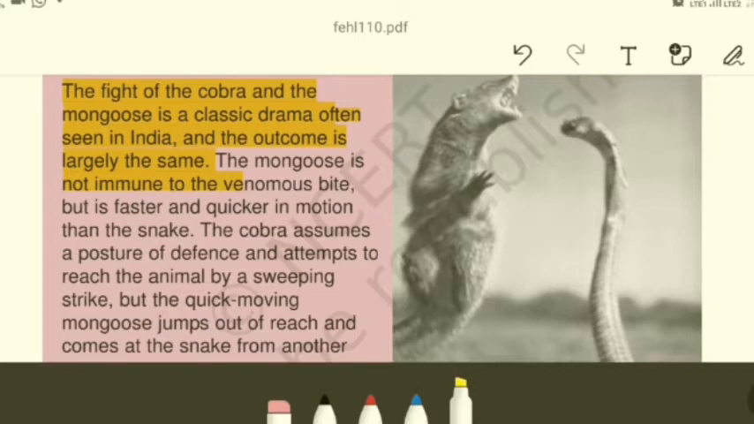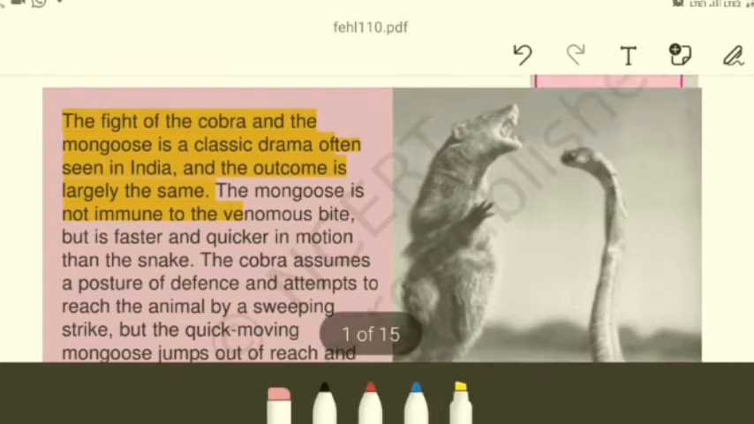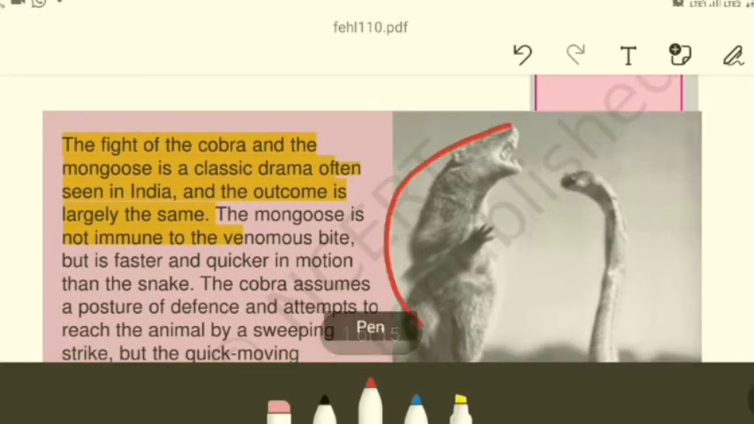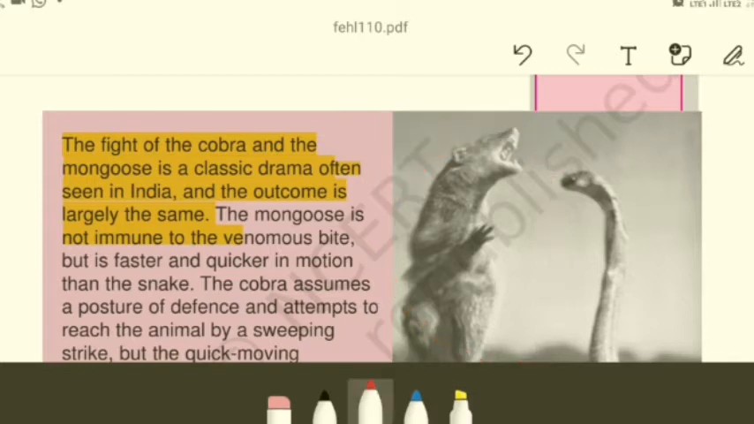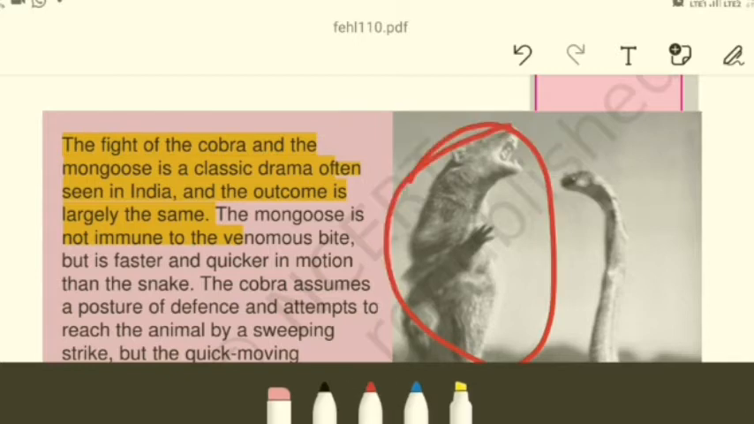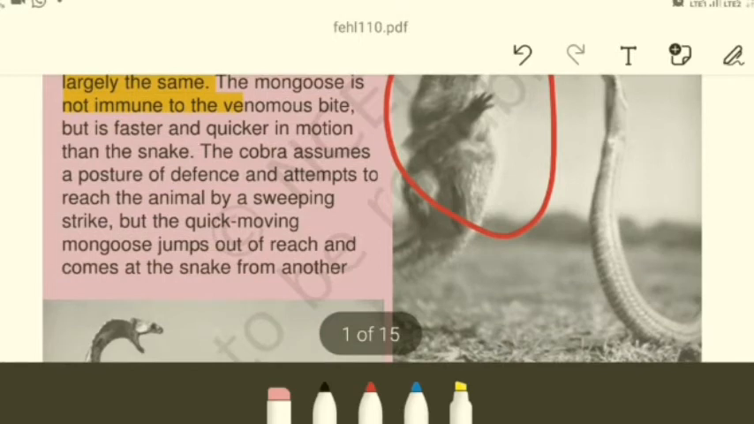The reason is the mongoose is fast. It is faster and quicker in movement than the snake. The main advantage, or the upper hand, that the mongoose has over the snake is its agility. I've already told you it's a fast mover. Clear? This is what helps the mongoose win the battle. Clear?